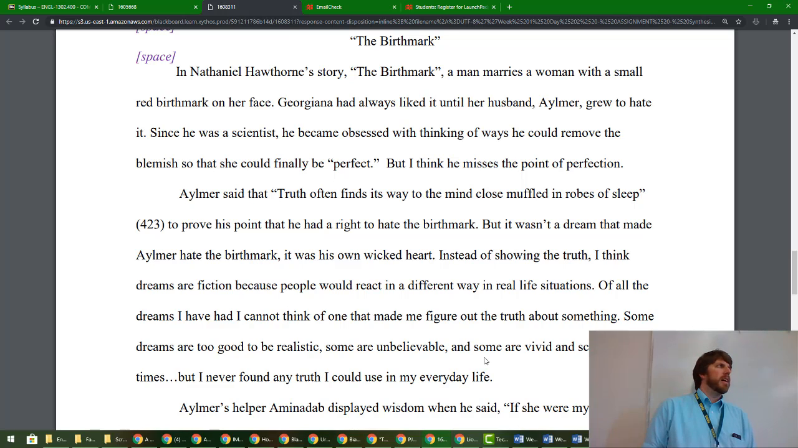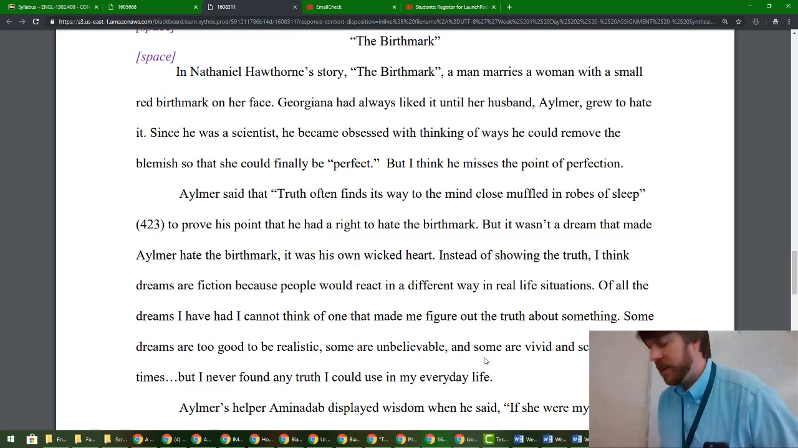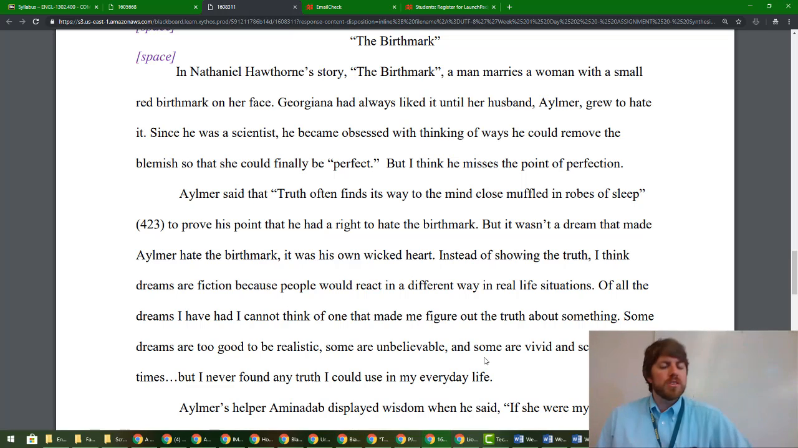And this is all the plot summary I need in this essay. Many people end up just writing me a full plot summary. I don't need that. This guy does not do that, which is great. In Nathaniel Hawthorne's story, The Birthmark, a man marries a woman with a small red birthmark on her face. Georgiana had always liked it until her husband Aylmer grew to hate it. And since he was a scientist, he became obsessed with thinking of ways he could remove the blemish so that she could finally be perfect. But I think he misses the point of perfection. That's as much as I need in terms of plot summary.